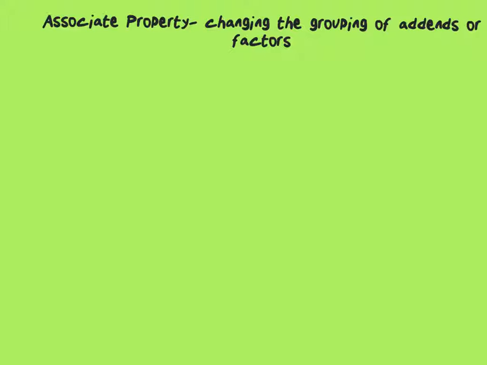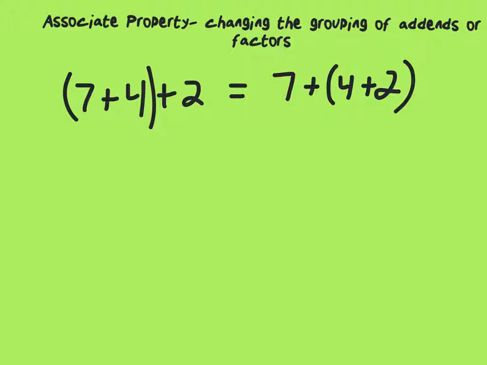The associative property, this is when you change the group of add-ins or factors. You'll notice here on this problem that in the first expression on the left side of my equal sign I have 7 plus 4 plus 2. On the right side is 7 plus 4 plus 2. So the numbers are in the same order. They haven't moved any, so I know it's not a commutative property. But look at the parentheses. In the left expression, the parentheses are around the 7 and the 4. And on the expression in the right, the parentheses are around the 4 and the 2.